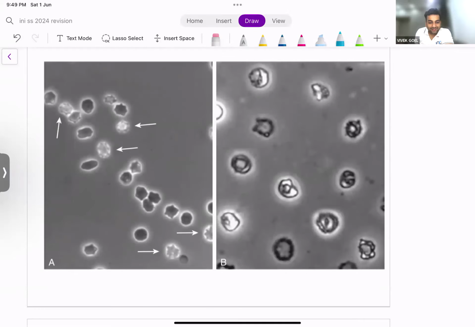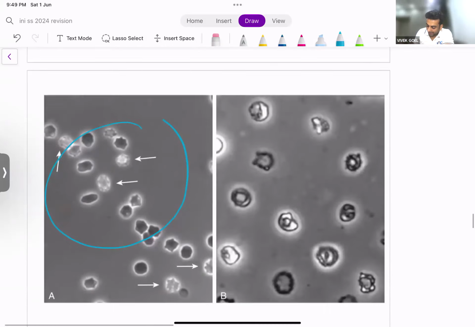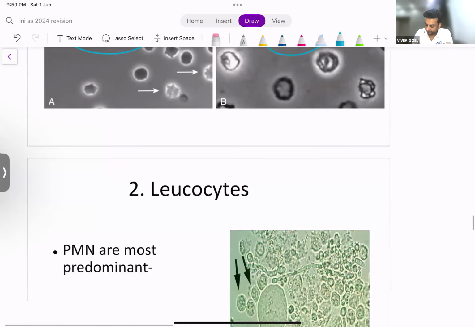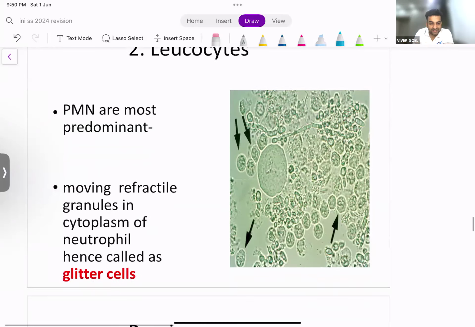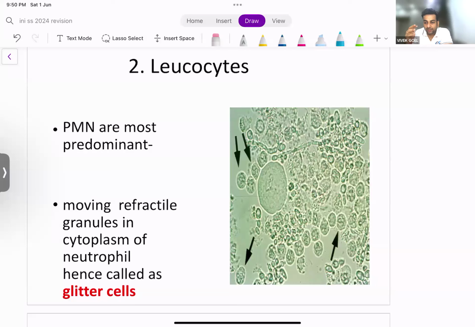So these are the typical dysmorphic RBCs that you see, which are very, very important. And these are your acanthocytes, which are typically seen in glomerular hematuria. Coming to leukocytes, the neutrophils are very predominant, and they could even be seen as moving refractile granules in the cytoplasm of neutrophils. Hence, they are even called glitter cells.